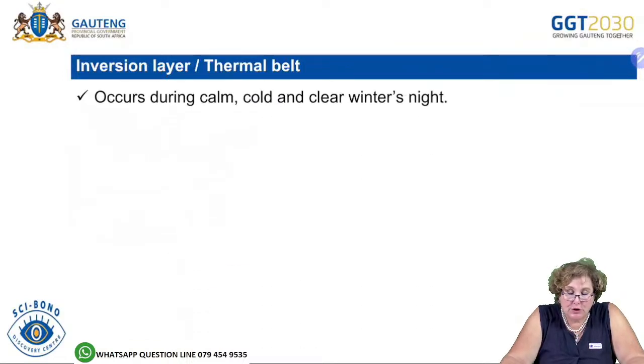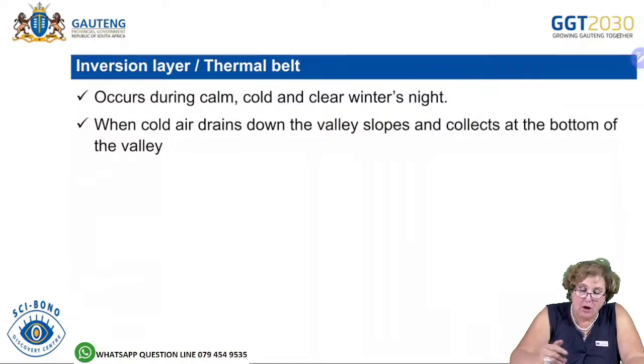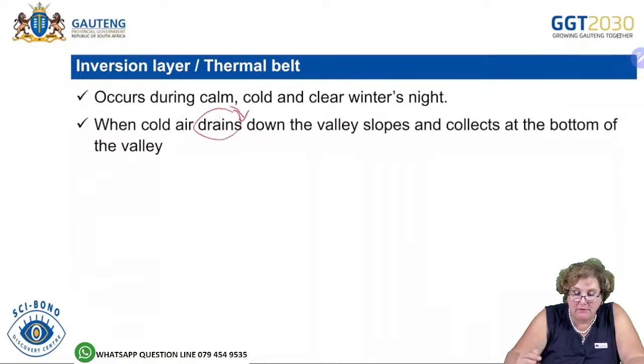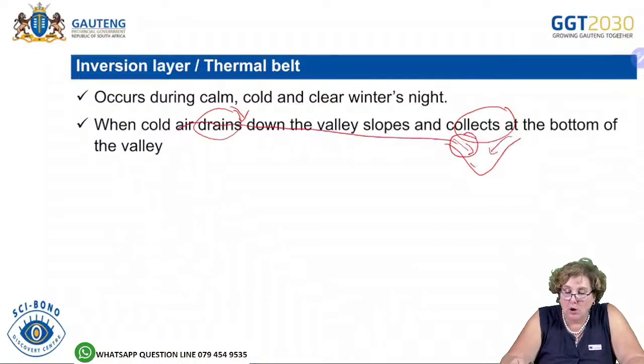It occurs during a calm, cold and clear winter's night. How? The cold air drains down the valley. Another word for drain is it flows down the valley slope and it collects at the bottom of the valley. There's my valley. So it flows, or it drains, down the valley slope. This air is going to be cold.